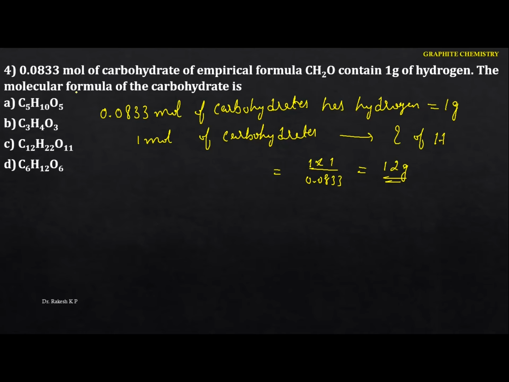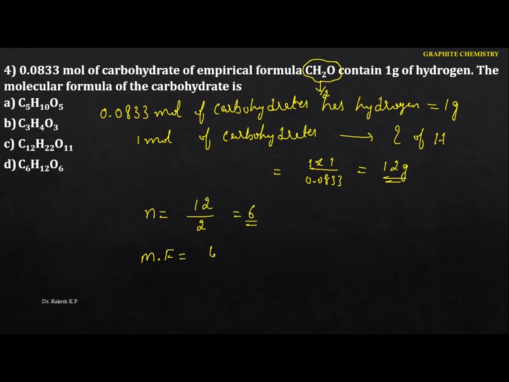So what you have to calculate is the molecular formula. In order to calculate the molecular formula, we have to know what n is. n is nothing but the molar mass divided by the empirical formula mass. The mass of hydrogen in 1 mole of carbohydrate is 12. In the empirical formula CH2O, the hydrogen is 2, hence its mass is 2, so n becomes 6.